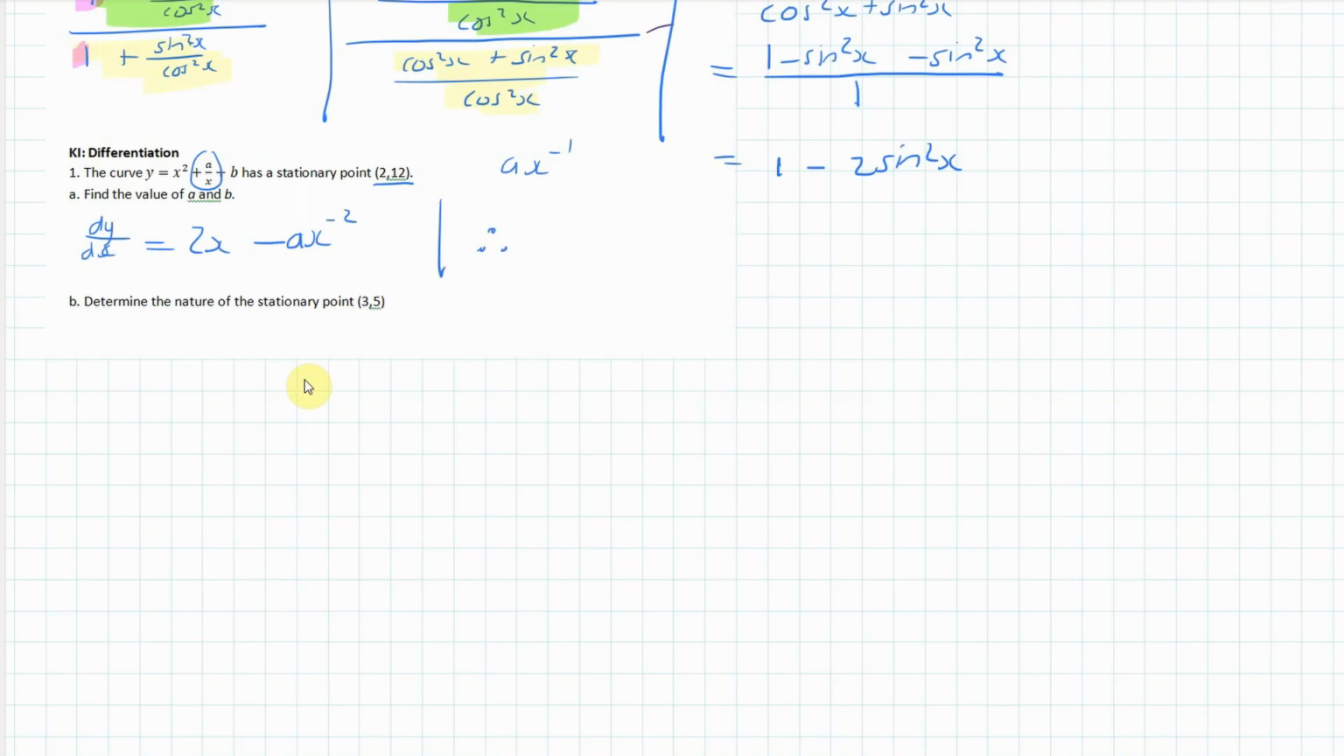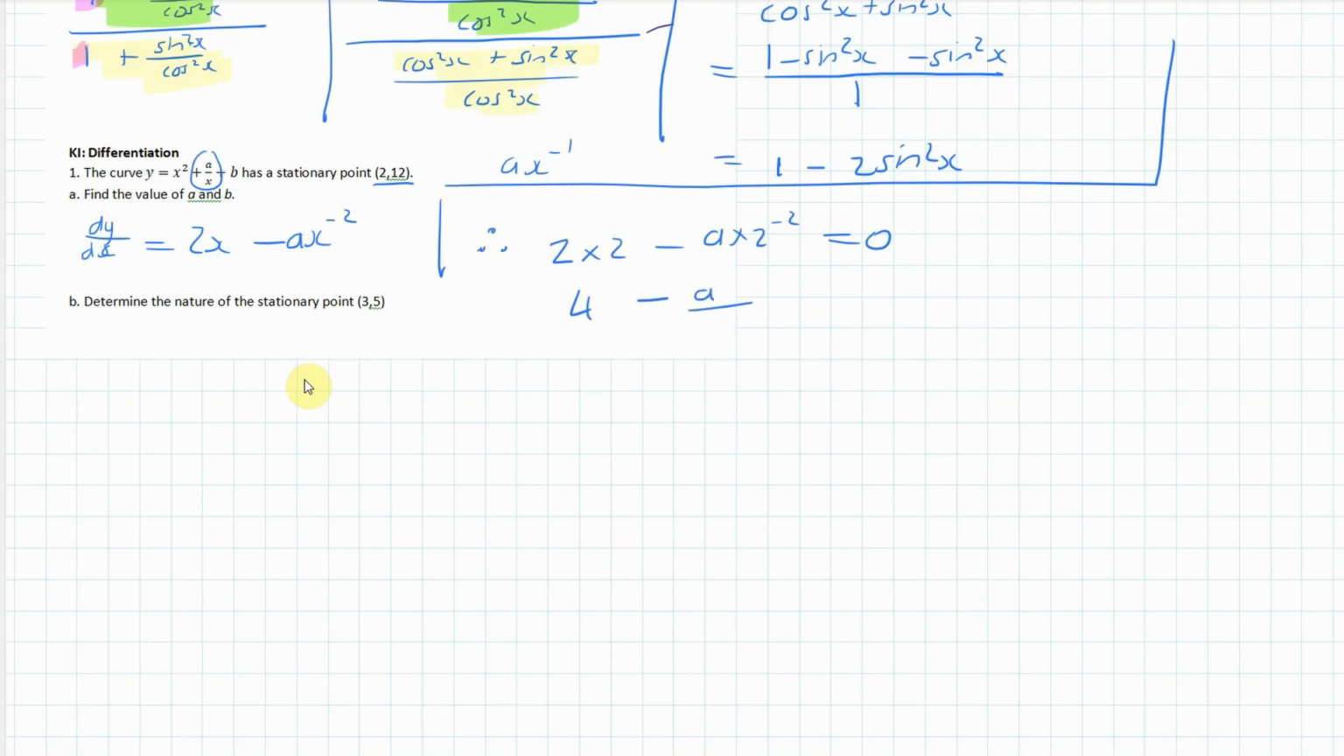So if there's a stationary point at 2, that means when we insert 2 for x, 2 times 2 minus a times 2 to the minus 2, that ought to equal 0, because the stationary point is when the gradient is equal to 0. So we get 4 minus, and another way of writing this is a over 2 squared, or a over 4, equals 0. So 4 equals a over 4. So a is equal to 16.